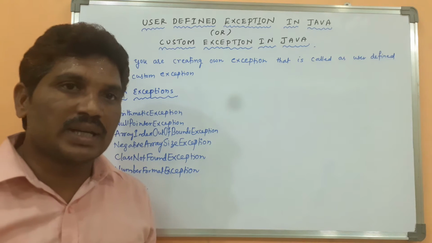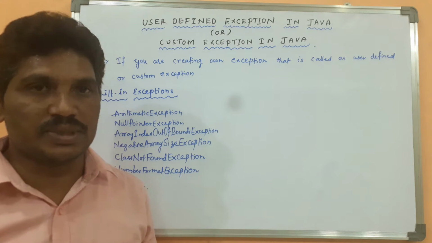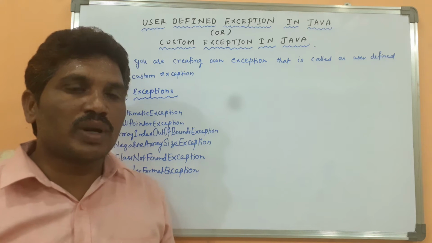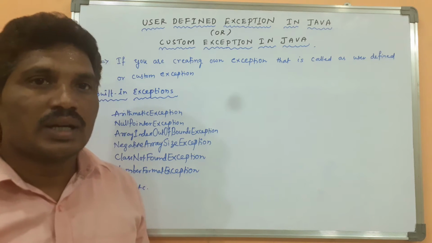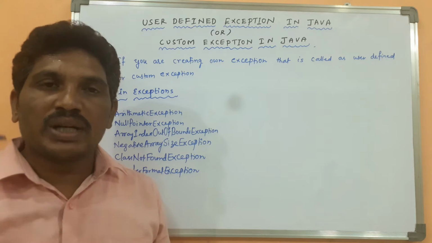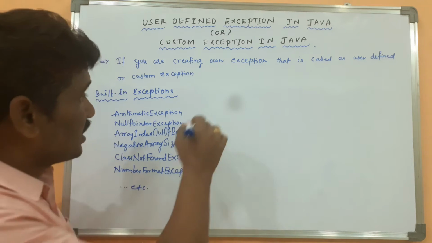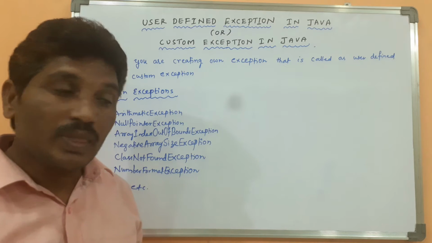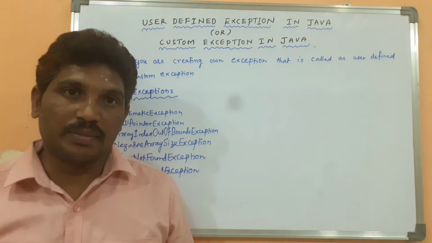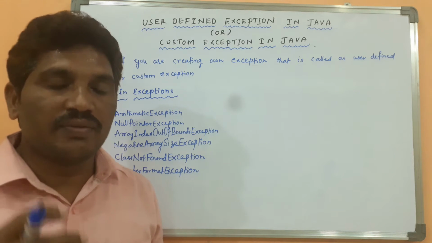As per your application and your requirement, you can create your own exception. For example, when you are working with banking and you withdraw an amount from your account, if sufficient balance is not there in your account, you can raise an exception, the insufficient fund exception. That kind of exception is not there in the built-in exceptions. What you have to do at that time is create your own exception. That is called a user-defined exception.